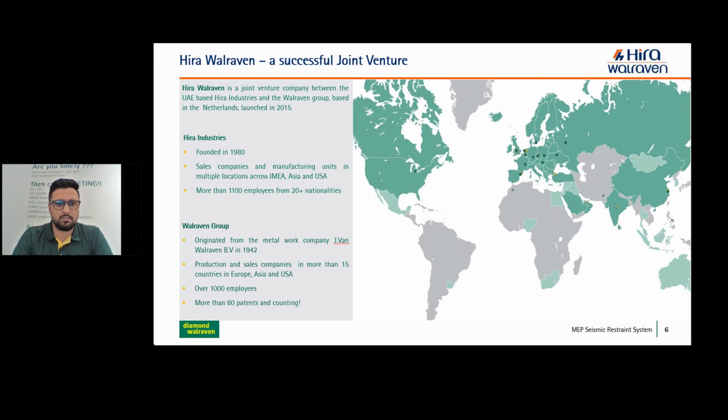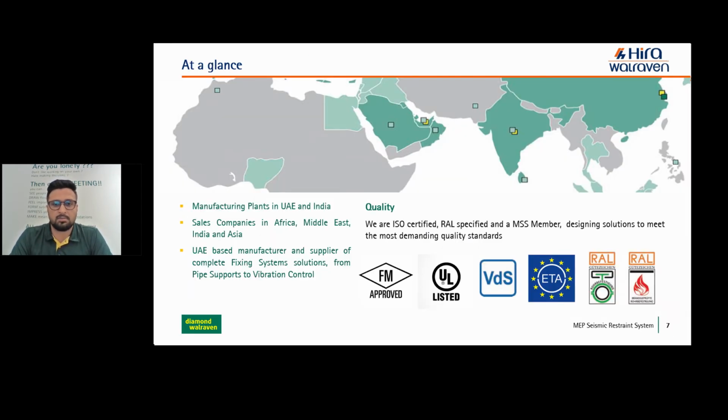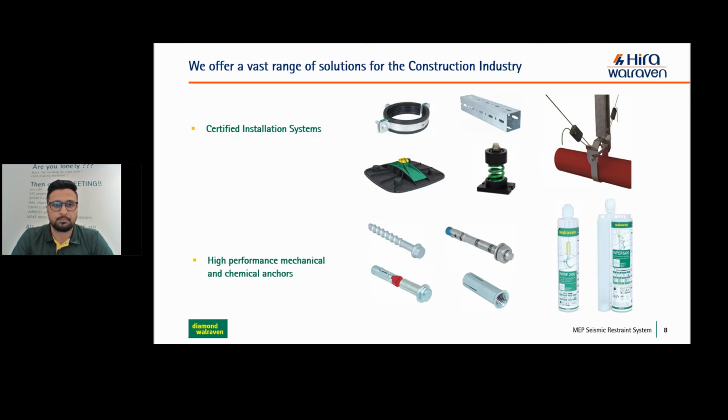At a glance, we have manufacturing plants in UAE and India, and sales companies in Africa, Middle East, India, and Asia. In UAE, we are a UAE-based manufacturer and supplier of complete fixing system solutions, from pipe supports to vibration control. When we talk about quality, we are an ISO certified company, a ROL specified MFSS member, with approvals on our products like FM, UL, VDS, ET, and ROL. We have a certified installation system, which includes pipe clamps, channels, rooftop supports, vibration isolators, and seismic restraint systems, along with mechanical and chemical heavy duty anchors.